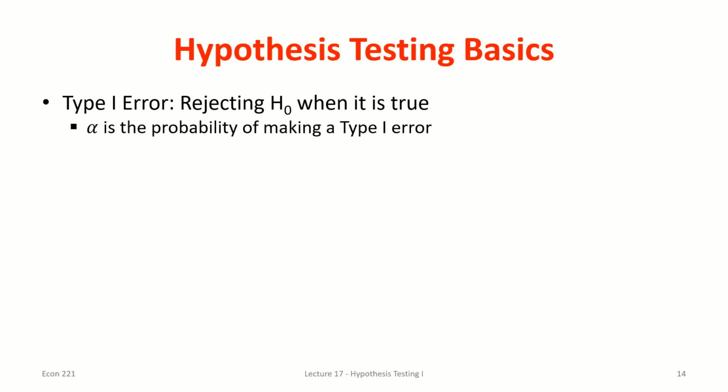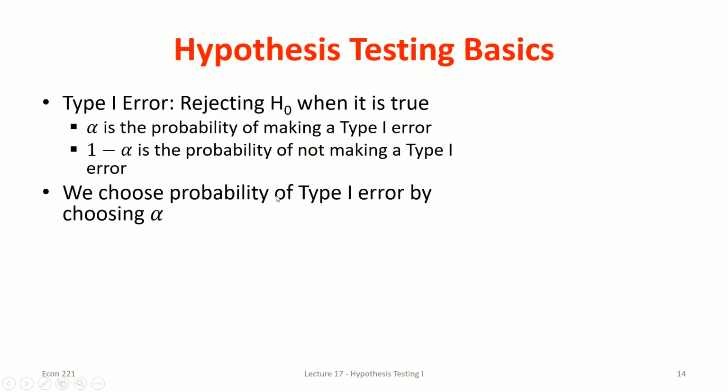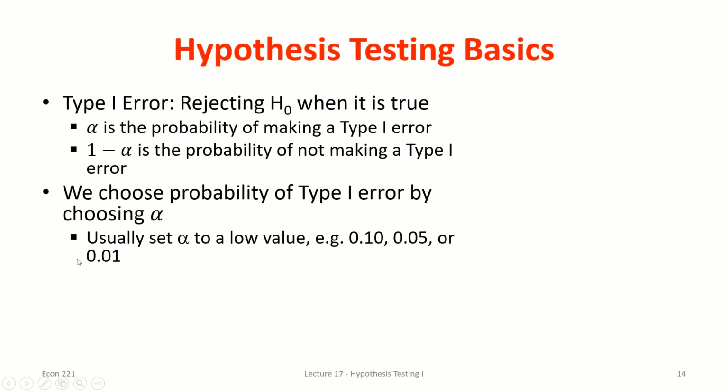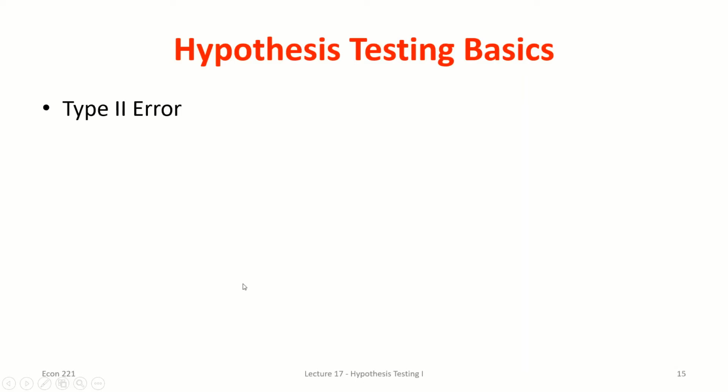So type 1 errors are when we reject the null when it in fact is true. So we're going to call alpha the probability that we make a type 1 error. 1 minus alpha would be the probability that we don't make a type 1 error. So we can choose the level of type 1 errors we want to make by selecting the alpha that we want. Usually we set this at benchmark values that are pretty low: 0.1, 0.05, 0.01. I'm only making type 1 errors 10% of the time, 5% of the time, 1% of the time, okay? If I set the alpha at 0.05, then I'm rejecting the null when I shouldn't be 5% of the time, or I'm making mistakes 5% of the time, okay?